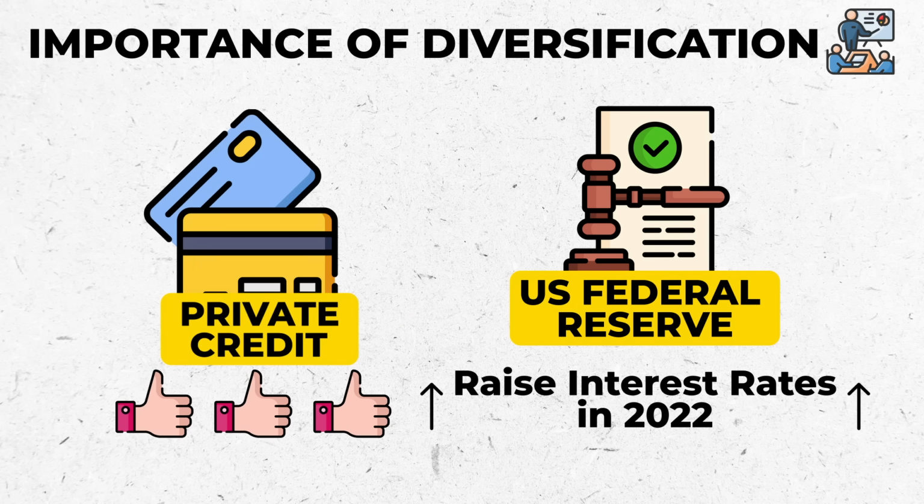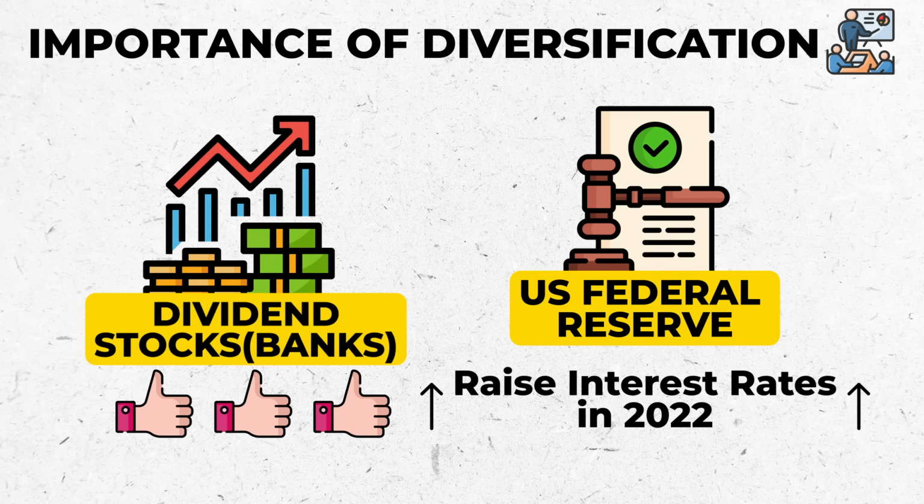Private credit did very well because private credit does very well when interest rates are very, very high or they are going up. And when interest rates are going up, banks did very well as well. So by having a good diversification, my REITs went down in 2022, but my private credit as well as my banks went up and it offset the temporary drop in my REITs.